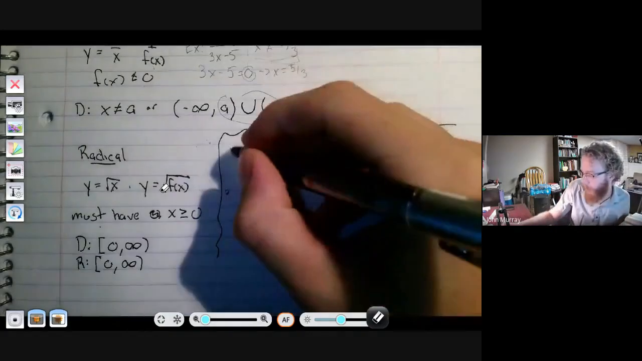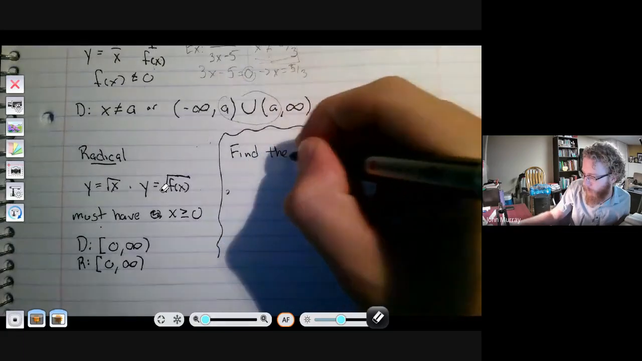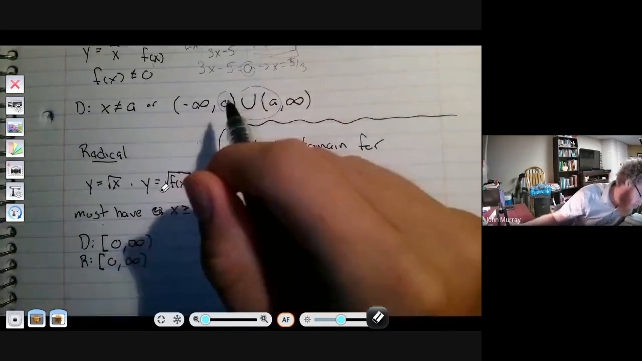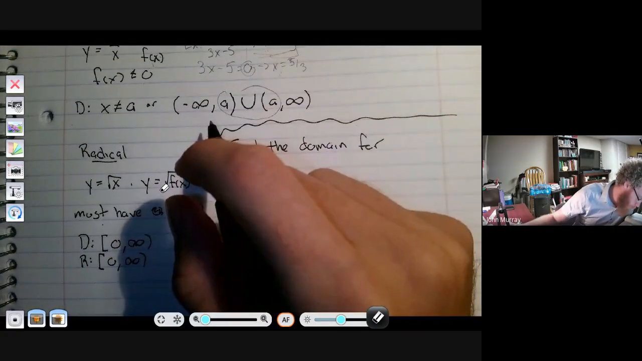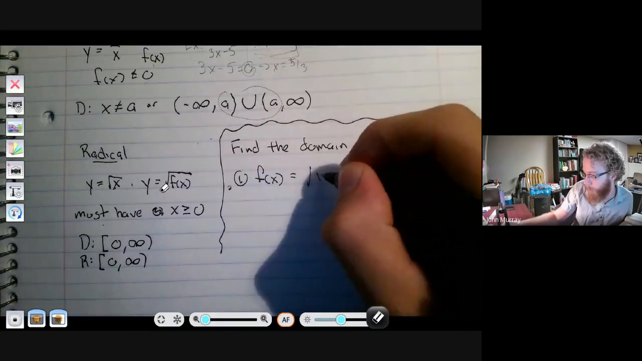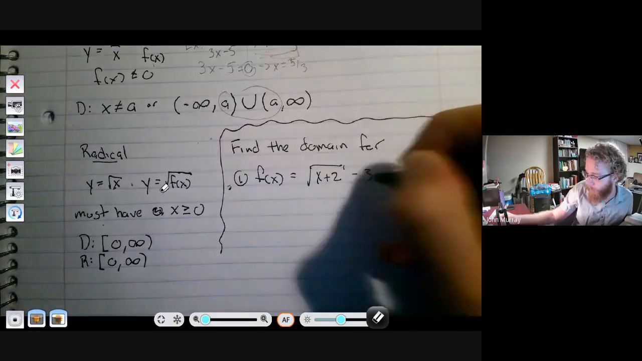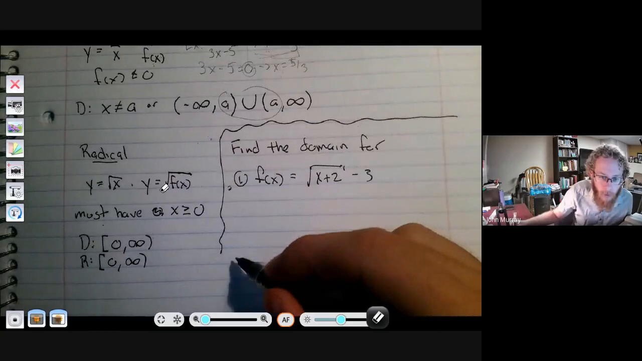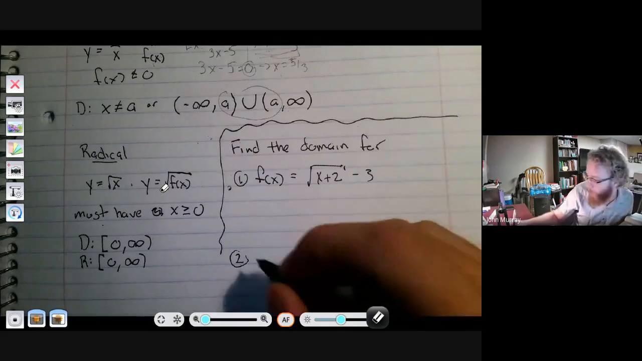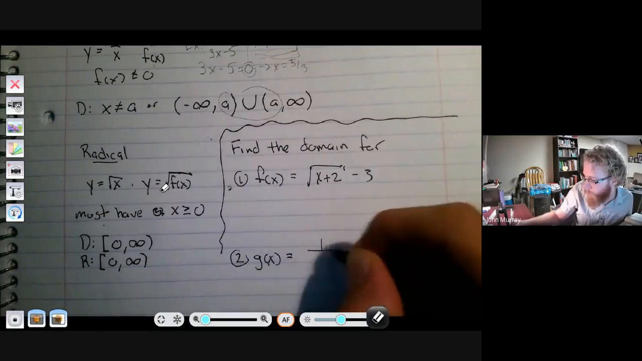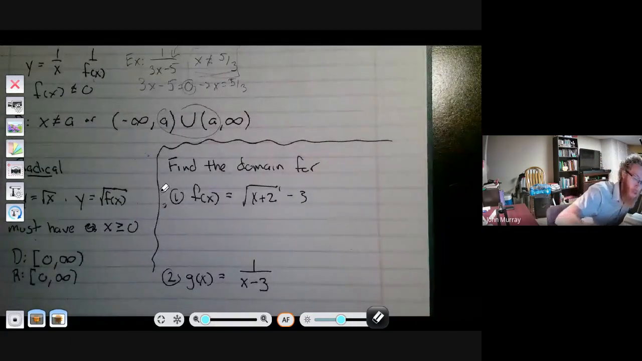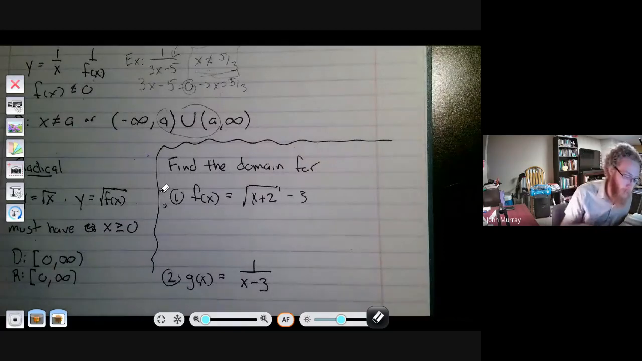Okay, so we're going to find the domain for, so we'll do 2 problems. First, we're going to find the domain for the square root of x plus 2, and then we'll do a fraction with x minus 3 in the denominator. All right, so we'll work through these 2 together, and then that'll probably be it for today.